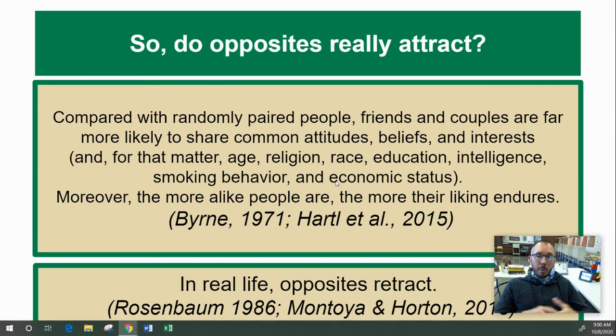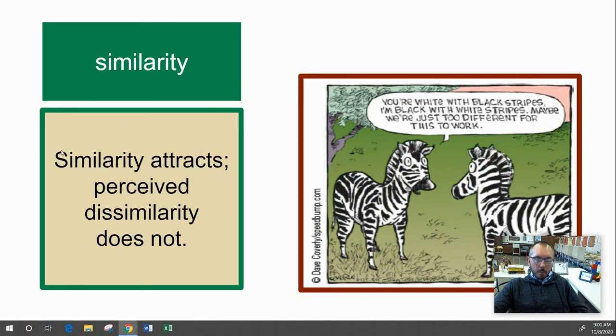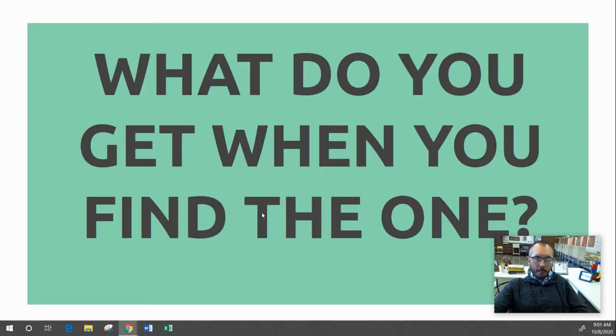Compared with randomly paired people, friends and couples are far more likely to share common attitudes, beliefs, and interests, like looking at other groups. Couples are going to be, and friends are going to be much, much more similar. So similarity attracts, and perceived dissimilarity does not.